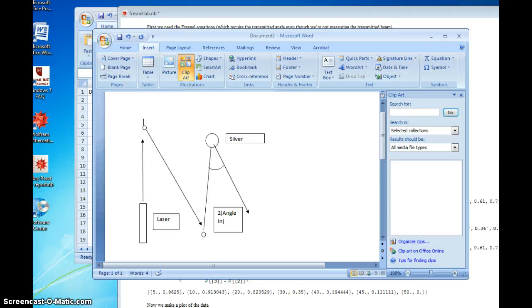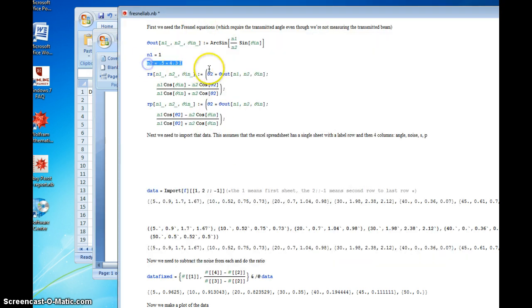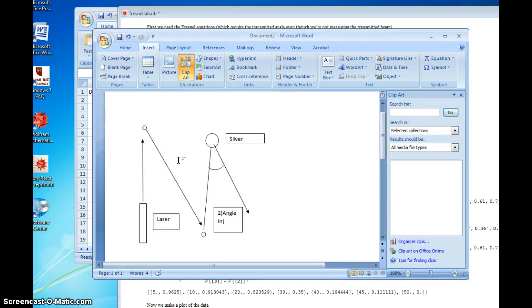Right, so this lab was a silver reflection lab, and what was interesting about this is it was very similar to the Fresnel coefficients lab, except we're using silver. Now, we know that silver has a complex index of refraction, about 0.5 plus 4.3i. But it's essentially the same setup.